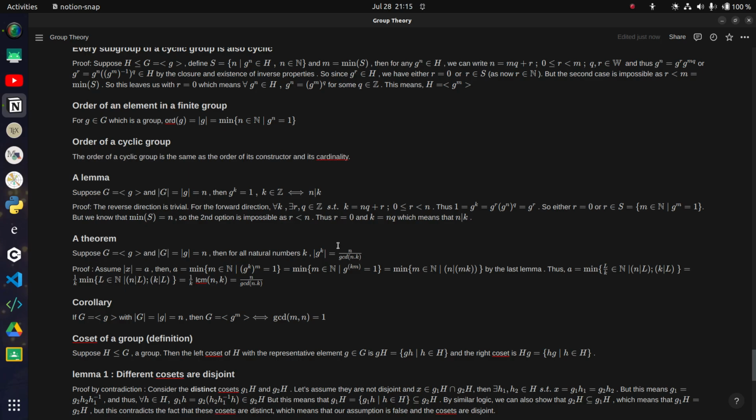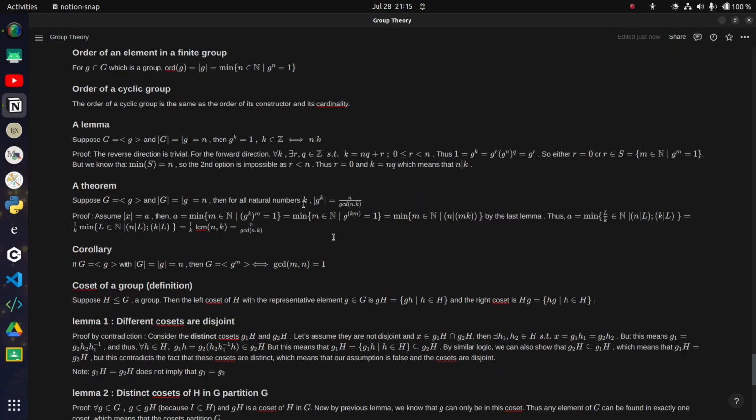Okay, now let's go for a lemma, which is that, say if G is a cyclic group, constructed by small g, and that the cardinality of G, which is the same thing as the order of small g, is n. You already know that from the definition of the order. Then g power k is 1 if and only if n divides k. So once again, not going to go into the proof at all because it's pretty easy. You can do it. And if you don't want to do it, just pause and read it over here.